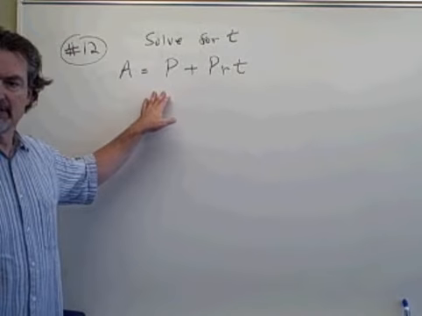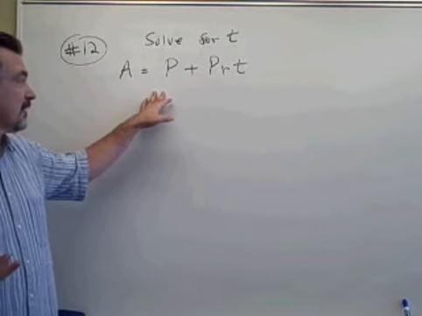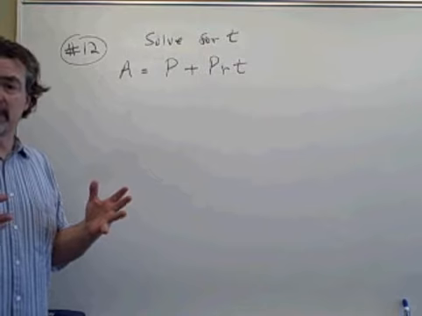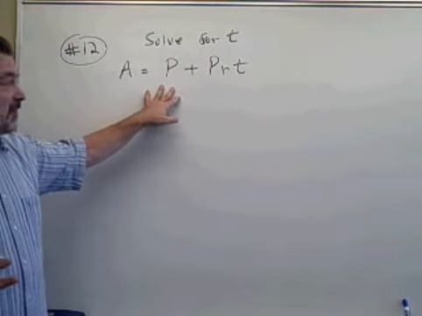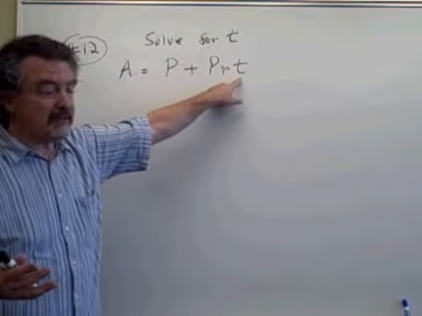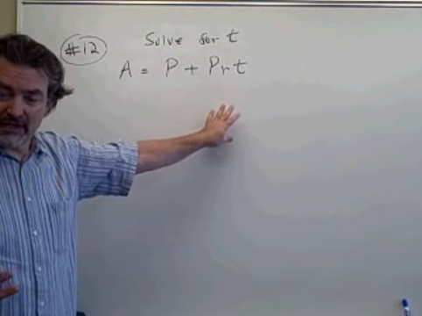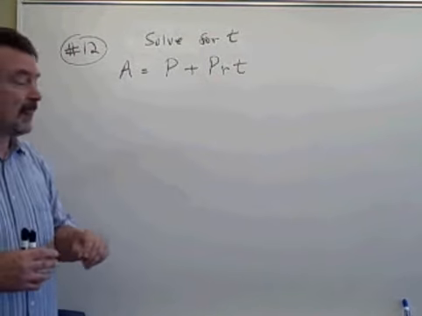Here's another formula for which we are to solve for one of the variables in that formula. In this case, I'm going to take this formula, which happens to be a formula that you might encounter in a business class, and I'm going to solve it for t. So I want to get the t variable isolated on one side of the equation, and I want it to have a coefficient of positive 1.